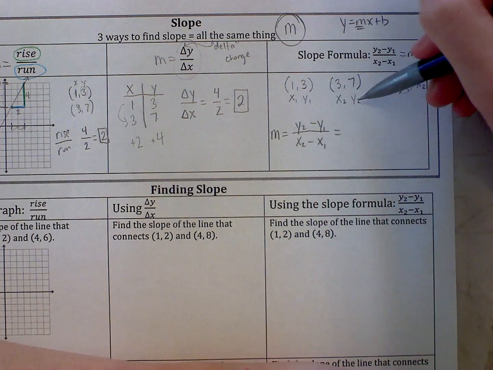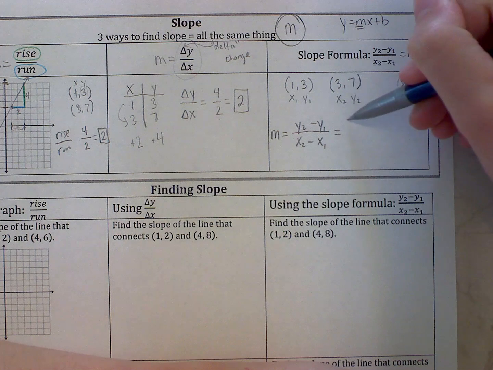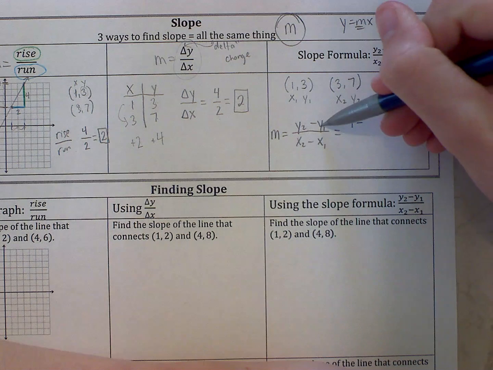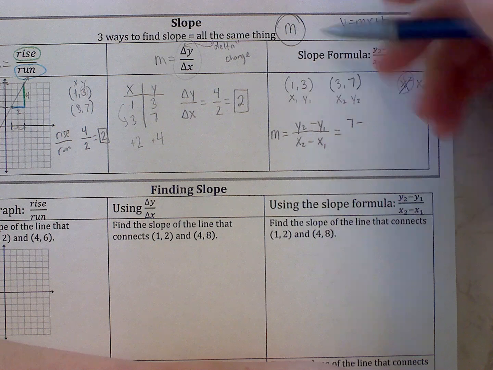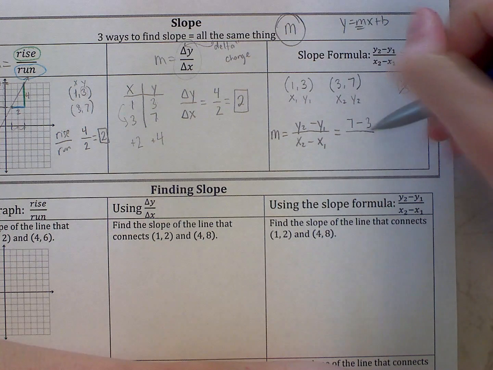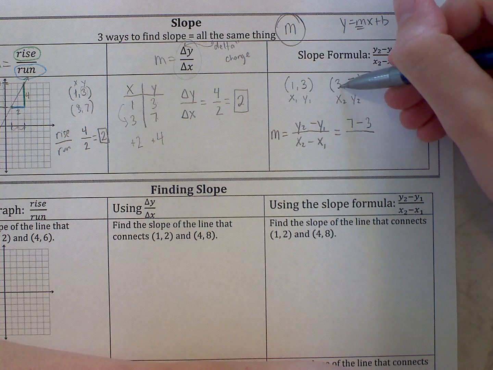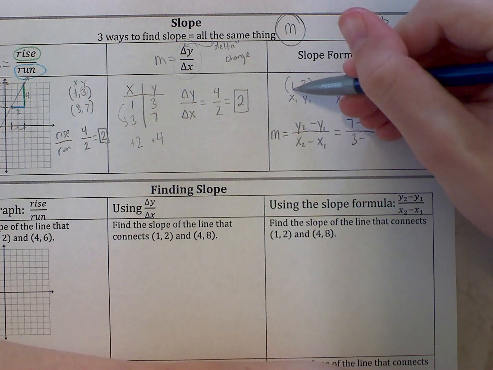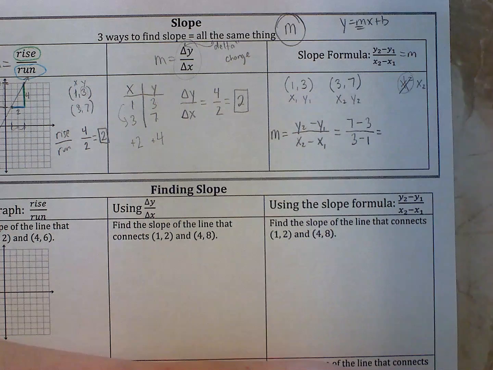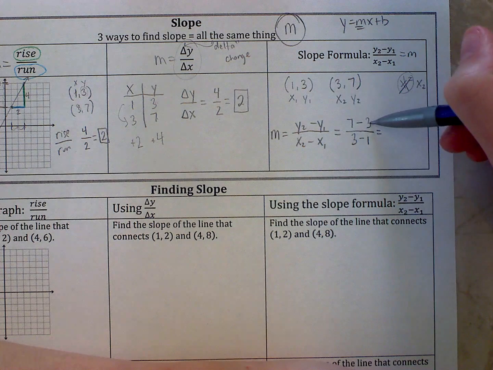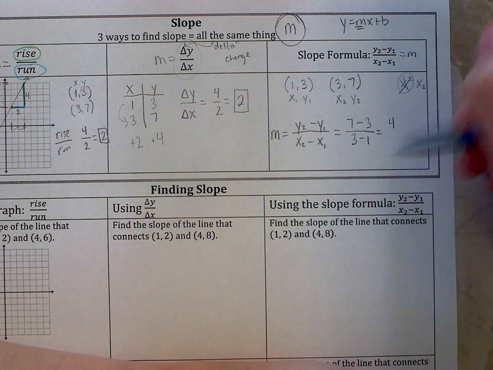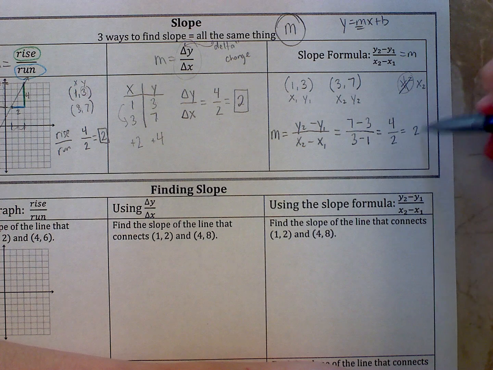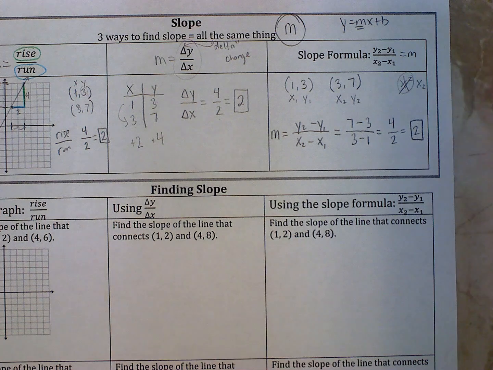So here's what I do. What's y2? y2 is 7. Minus y1, what's y1? 3. x2 is 3. Minus x1 is 1. Then I do the math. 7 minus 3 is 4. 3 minus 1 is 2. And again, I get the same answer. Notice, I get that same fraction, 4 over 2.